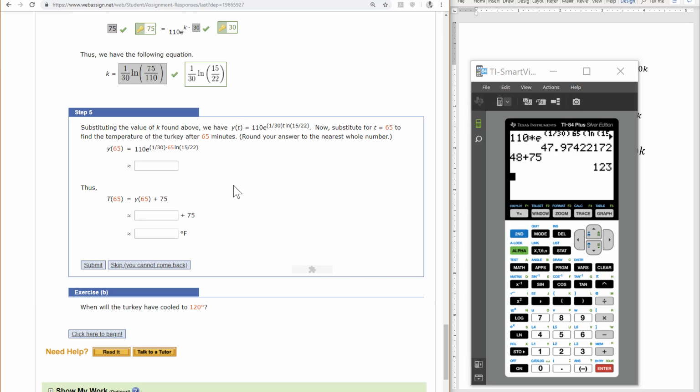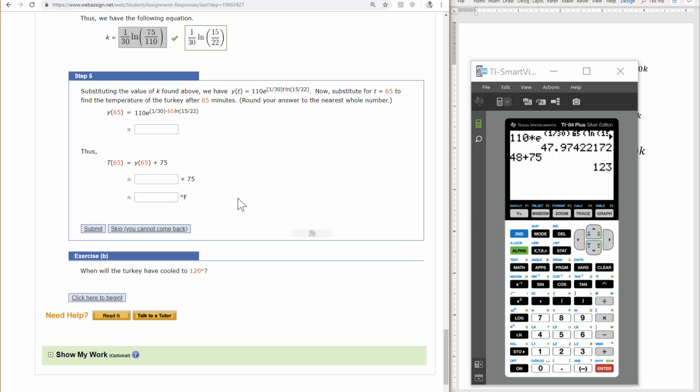So that part is, did we do it? Looks like it didn't take, so let's try it again. This is 48, and then 48 plus 75, 1, 2, 3.